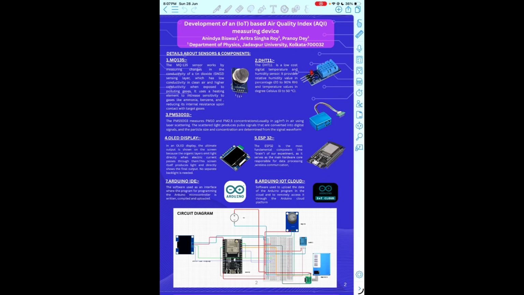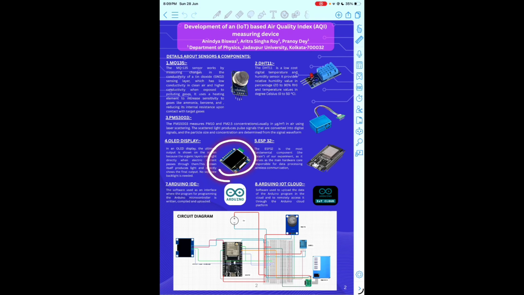In this project, we mainly use the PM2.5 value because the Indian AQI system primarily uses PM2.5 to determine air quality. This is the OLED display. This is ESP32. This is Arduino. This is Arduino IoT Cloud.